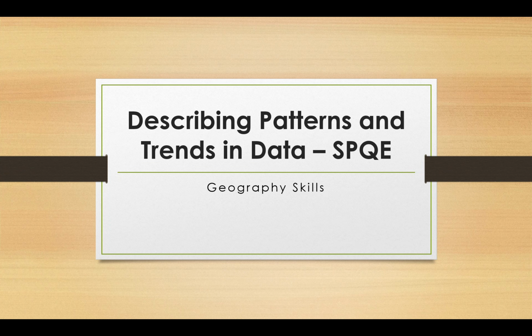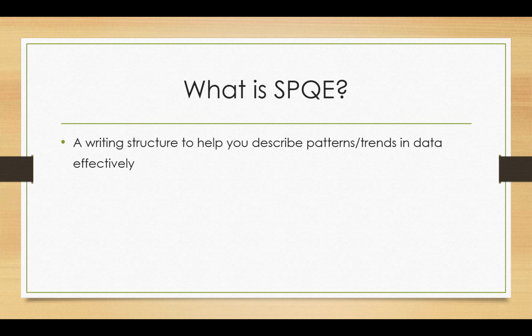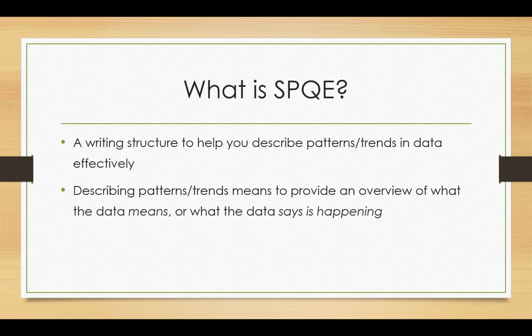help you describe patterns and trends in data using SPQE structure. So what is SPQE? Firstly, it's a writing structure that helps you describe patterns and trends in data effectively. It is very similar to how you would use the Peel structure to help you write paragraphs in English and other subjects. So SPQE is a geography equivalent for explaining patterns in data or describing patterns in data.